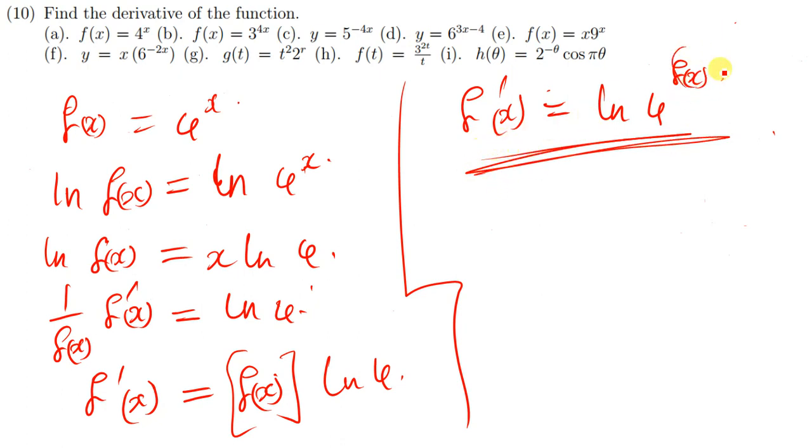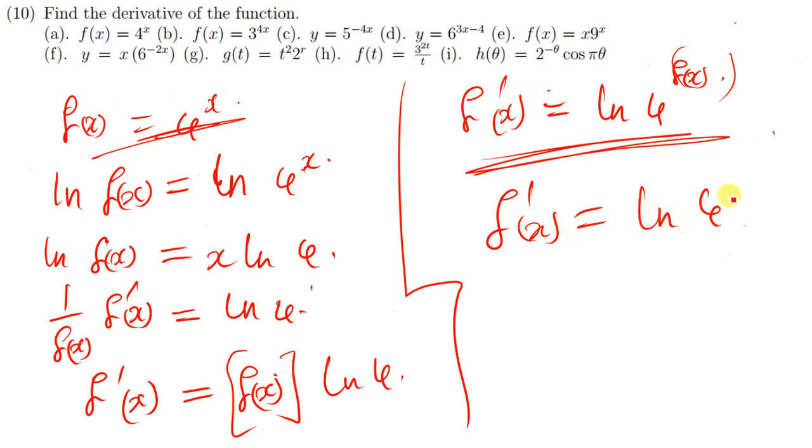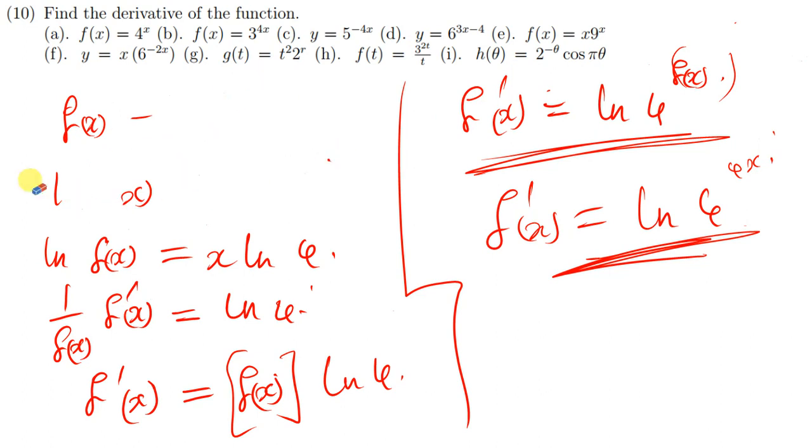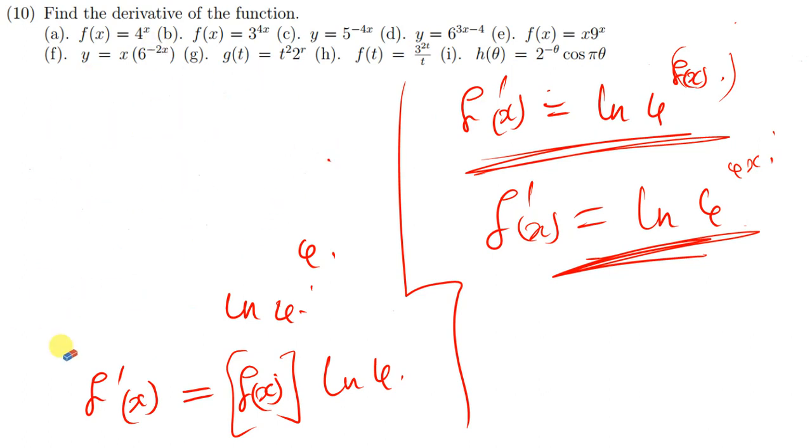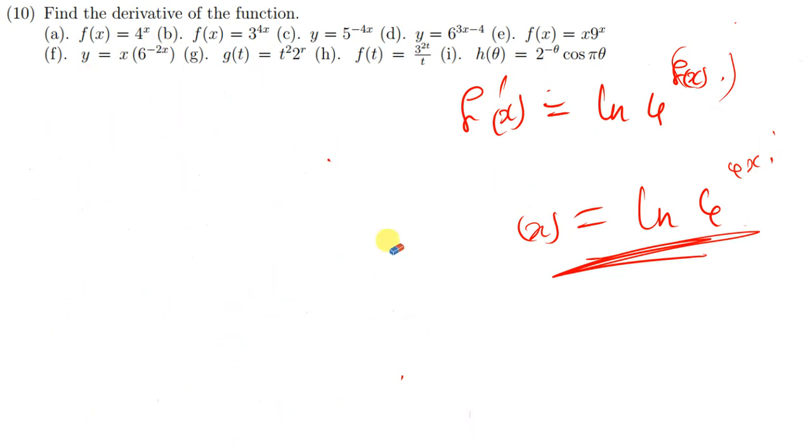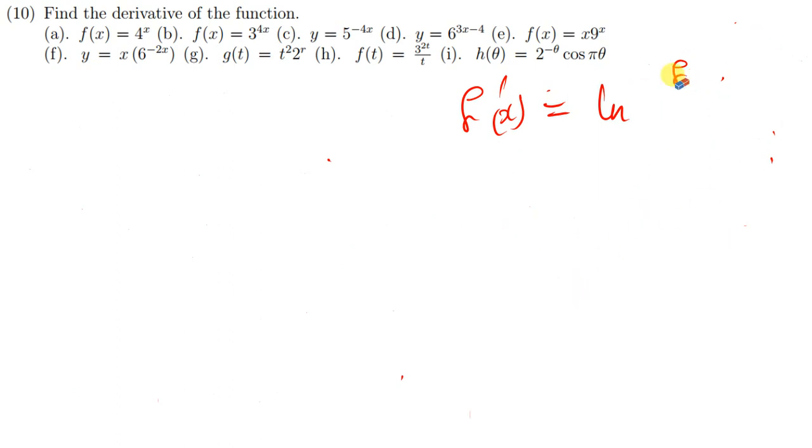So while there is f of x, you can replace back the value of f of x, which is 4 to the power x. So f prime of x is simply equal to ln 4 times 4 to the power x. Yeah, this is the expression. Alright, so let's quickly move on to the next one. Even the next question, we do the same thing. Almost all the questions here you do the same thing.